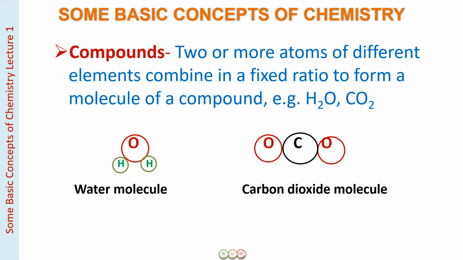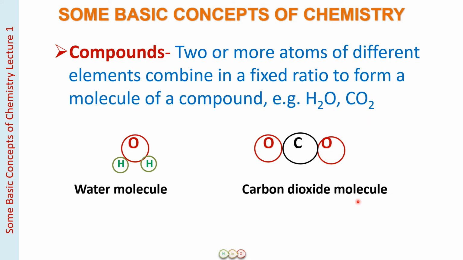So compounds are also pure substances, but here the difference from elements is that there are two or more atoms of different elements which are combining in a fixed ratio to form the molecule of a compound. Okay, so here the atoms are different. For example, water. So we have a water molecule forming the compound water. Here one oxygen atom combining with two atoms of hydrogen, and this is the water molecule. And the whole compound water is going to consist of water molecules.